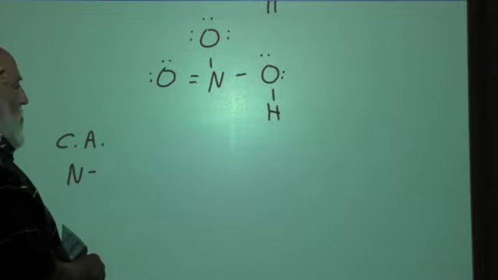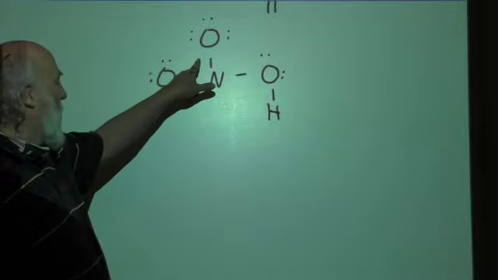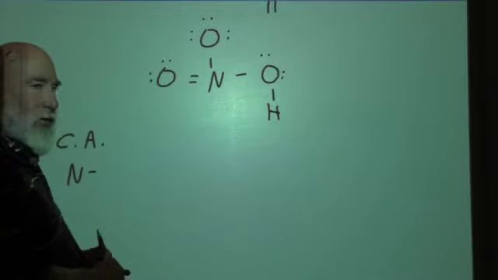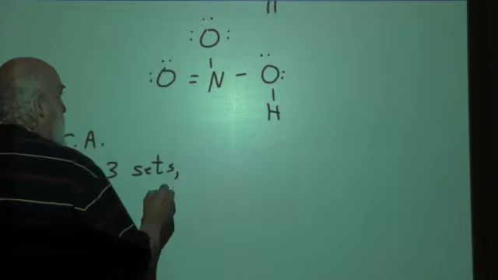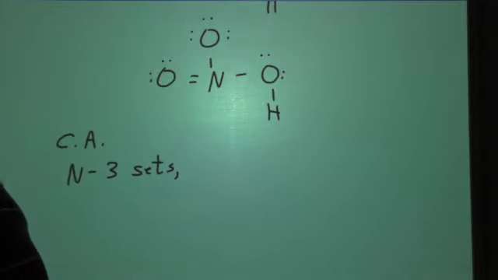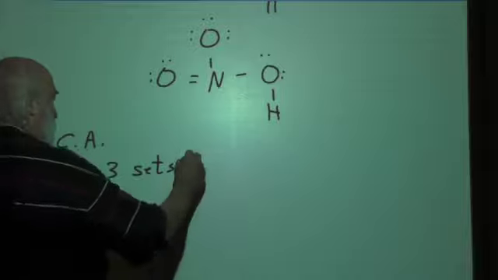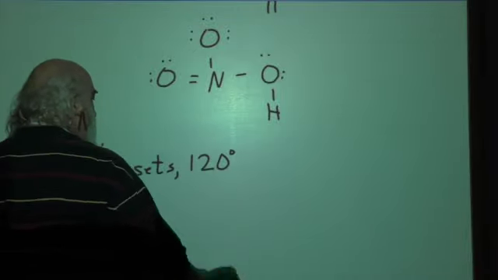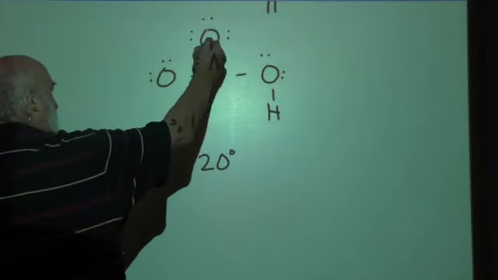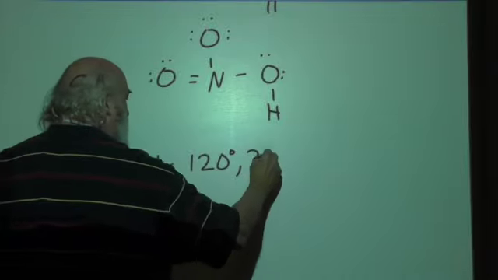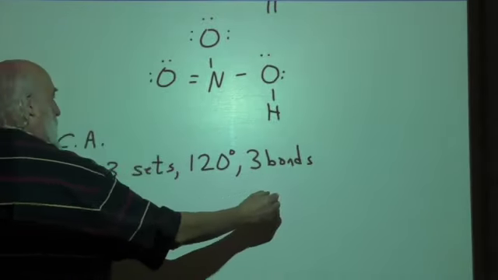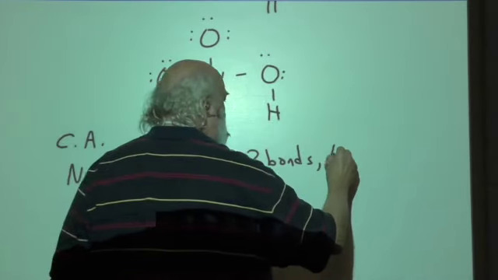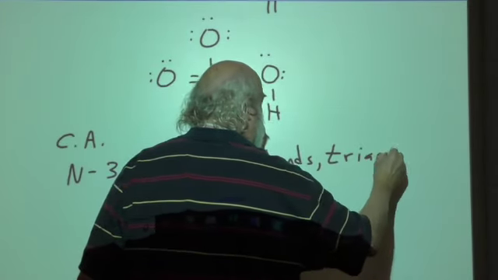How many sets of electrons does nitrogen have around it? Well, we got 3 locations where we find electrons, so we have 3 sets. What's the bond angle for 3 sets? 120 degrees. We have 3 bonds, a double and 2 singles. And we have 3 sets and 3 bonds. The geometry then is triangular.